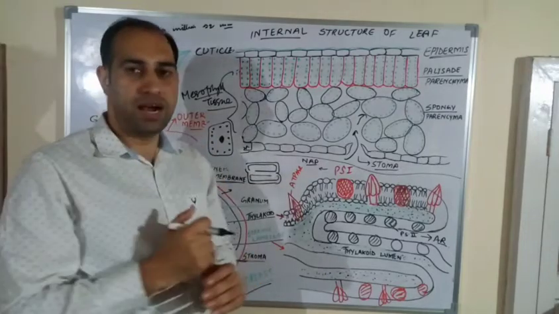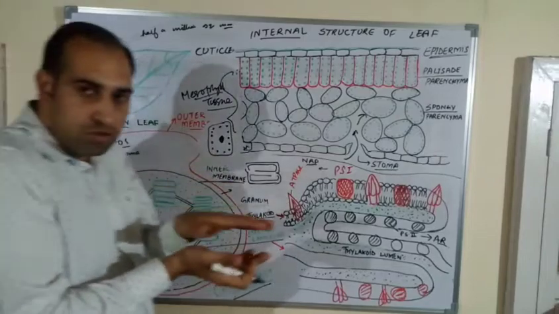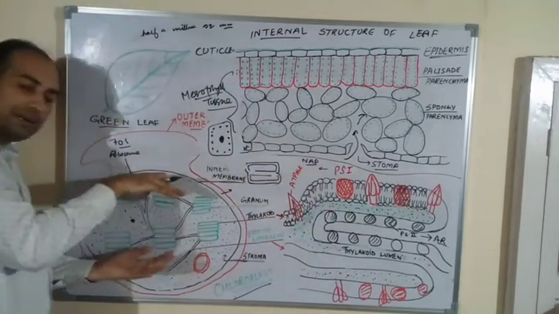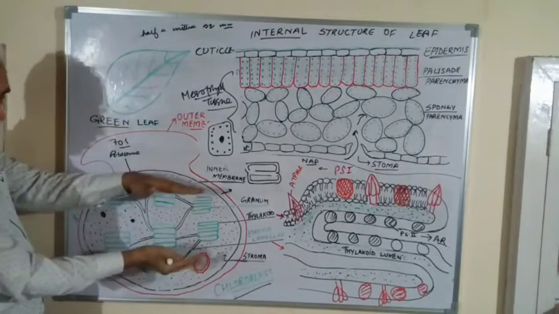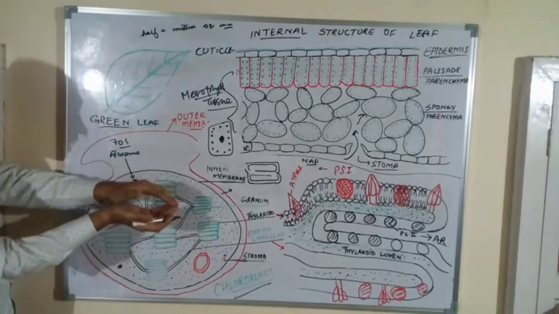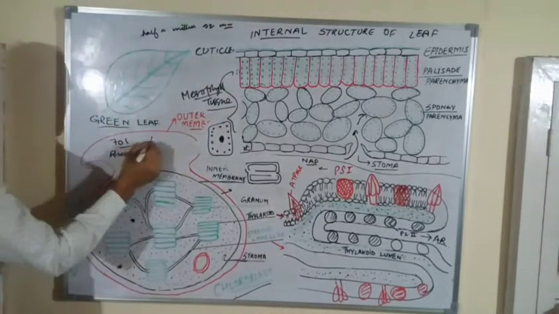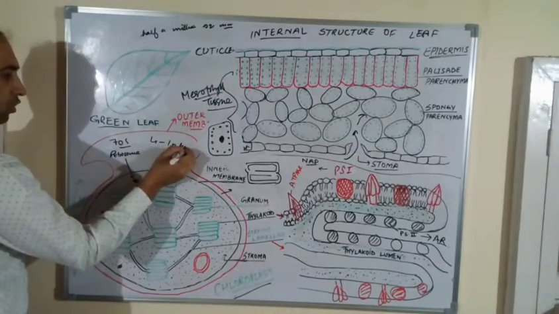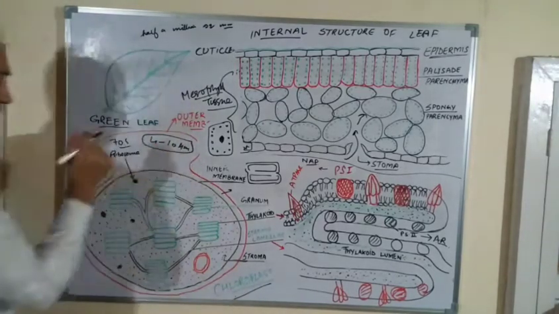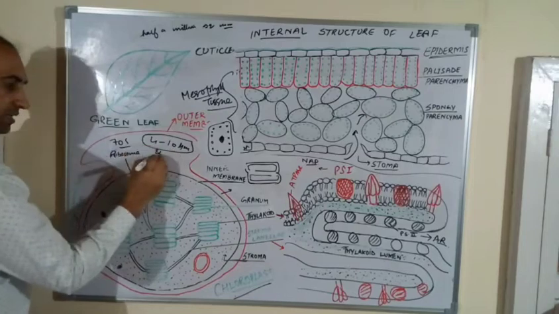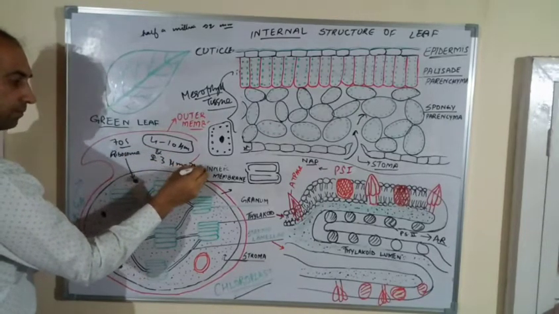Whereas in higher plants, the chloroplast organelle is ellipsoidal or disc shaped or biconvex in shape. As you have clearly seen, it is biconvex in shape. It has a diameter of 4 to 10 micrometer and a thickness of 2 to 3 micrometer.